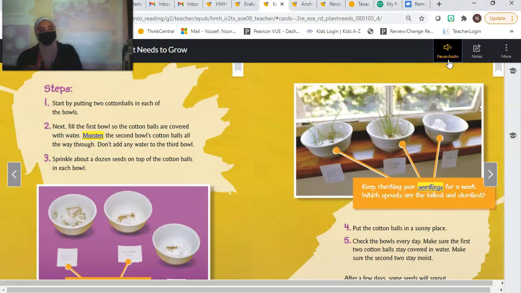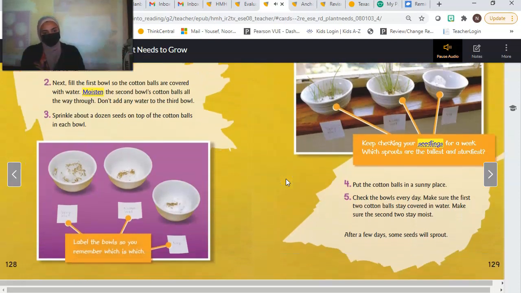Let's see. Steps. 1. Start by putting 2 cotton balls in each of the bowls. 2. Next, fill the first bowl so the cotton balls are covered with water. Moisten the second bowl's cotton balls all the way through. Don't add any water to the third bowl. 3. Sprinkle about a dozen seeds on top of the cotton balls in each bowl. Label the bowls so you remember which is which.